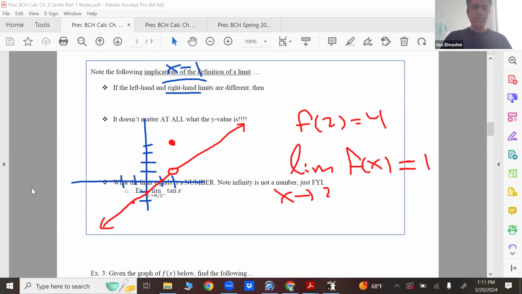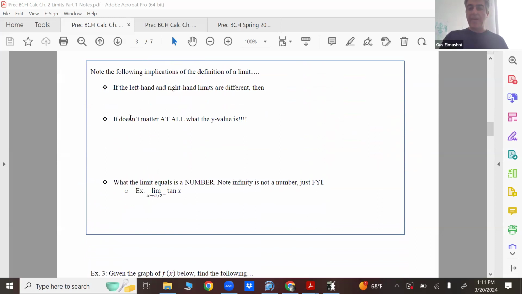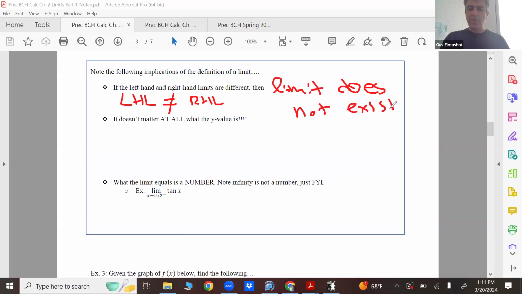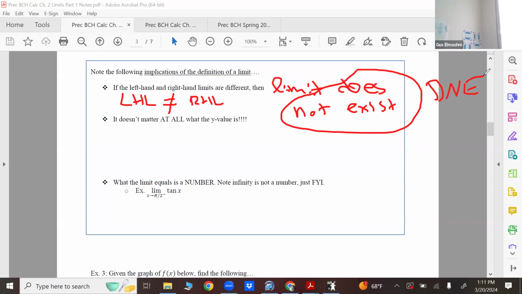Okay, so the implication is that the left and right hand limits are different. If I call this the LHL and I call this the RHL, if those are not the same, then the limit does not exist. For short, sometimes we use the term DNE. DNE is short for does not exist.